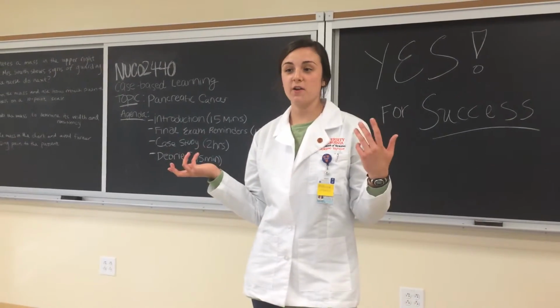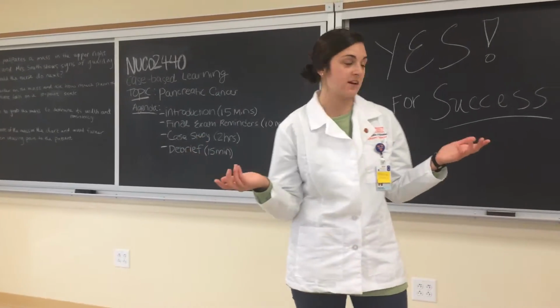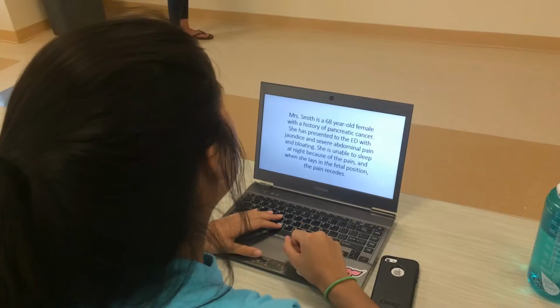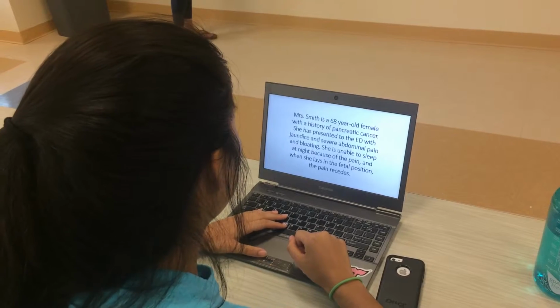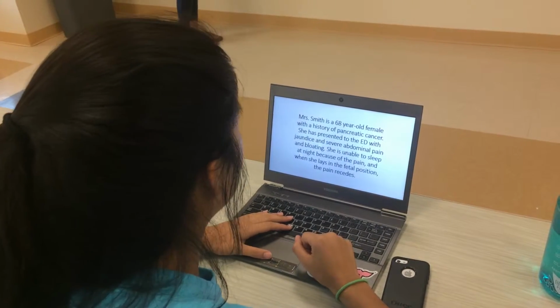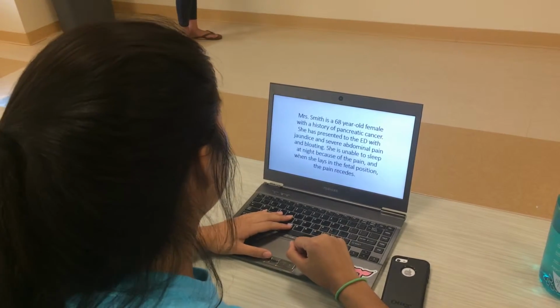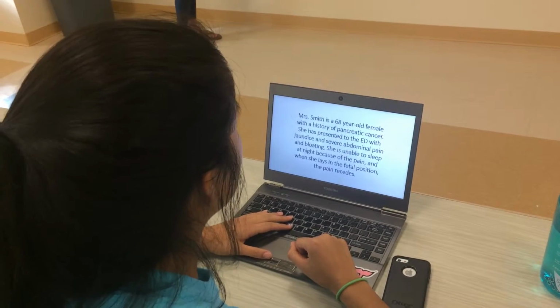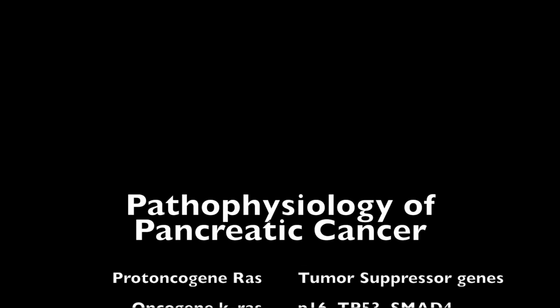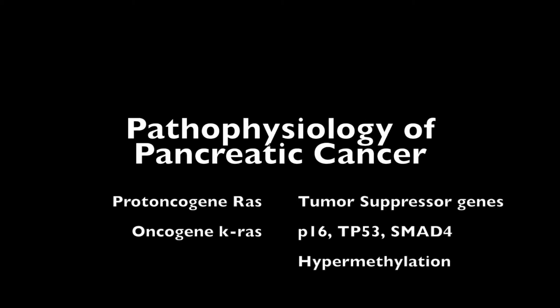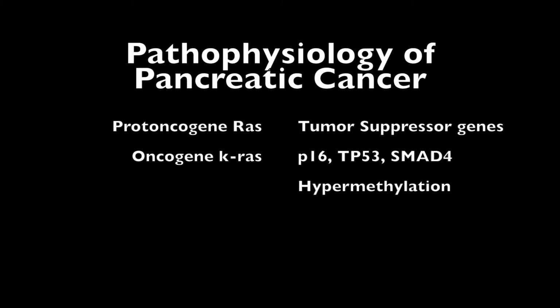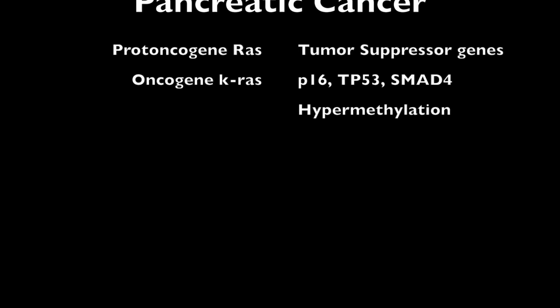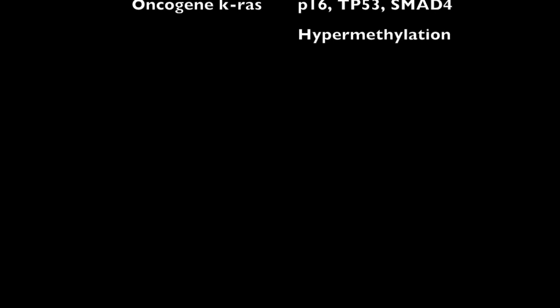All right, y'all, so let's get started. Who wants to read off the description of the case study for the week? Mrs. Smith is a 68-year-old female with a history of pancreatic cancer. She is presented to the ED with jaundice and severe abdominal pain and bloating. She is unable to sleep at night because of the pain, and when she lays in the fetal position, the pain recedes. In pancreatic cancer, the proto-oncogene RAS is mutated into the oncogene KRAS. As the cancer progresses, the tumor suppressor genes P16, TP53, and SMAD4 are hypermethylated, allowing for the uncontrolled growth and development of any neoplasms that are resultant of KRAS production.